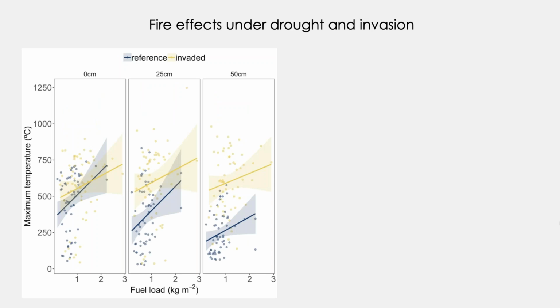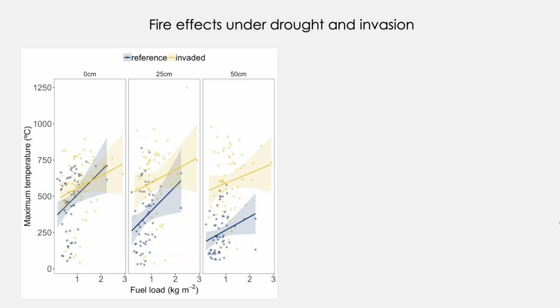So you would think, of course, that the fuel load would be driving differences. Overall fuel load between reference and invaded plots may be contributing, but in fact, there was not that big of a difference. However, what you see here is that on the x-axis we have fuel load, the y-axis maximum fire temperature, and we see a positive relationship. But notice at 25 and especially 50 centimeters, the separation between the two lines indicates that it's not just fuel load on its own, but something else about the fuel that causes this difference.